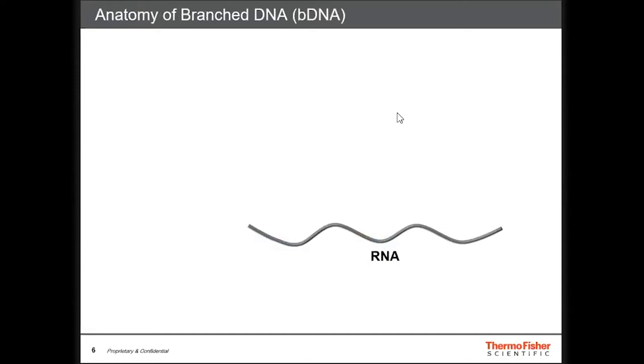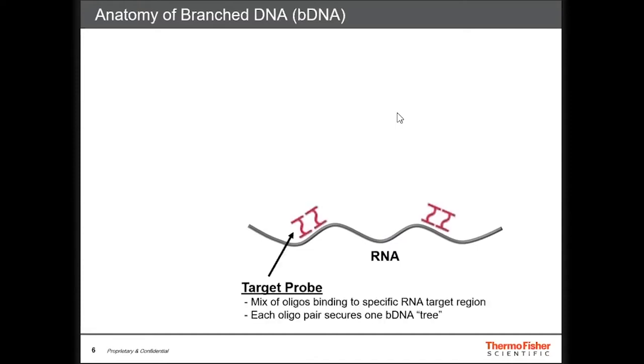Mike covered this a little bit, but I'll do a quick review of how branched DNA works in terms of PrimeFlow. Initially, you have your target of interest, the RNA molecule that you want to detect, and then what we generate for you is a series of target probes that are specific to that RNA.